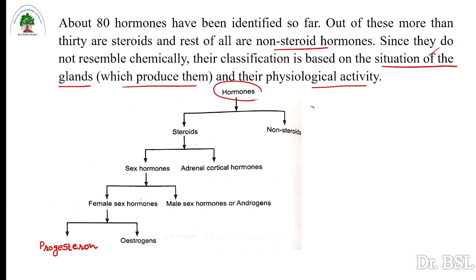So, hormones can be broadly classified into steroids and non-steroids. Steroids are further subdivided into sex hormones and adrenal cortical hormones. In sex hormones, there are female sex hormones and male sex hormones. The male sex hormone is androgen, and the female sex hormones are two: progesterone and estrogen. So this is the classification of hormones.